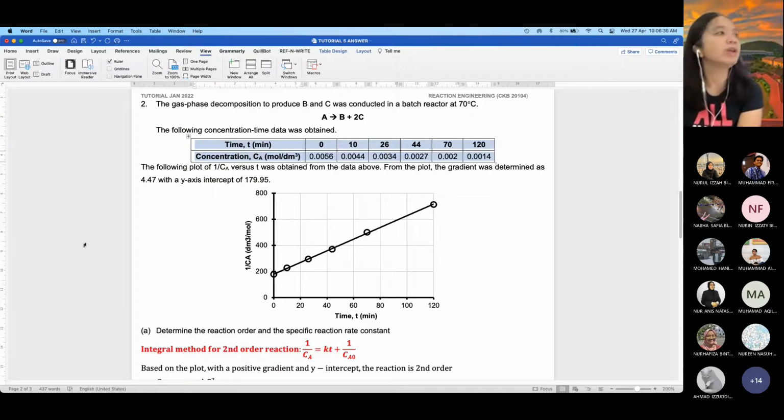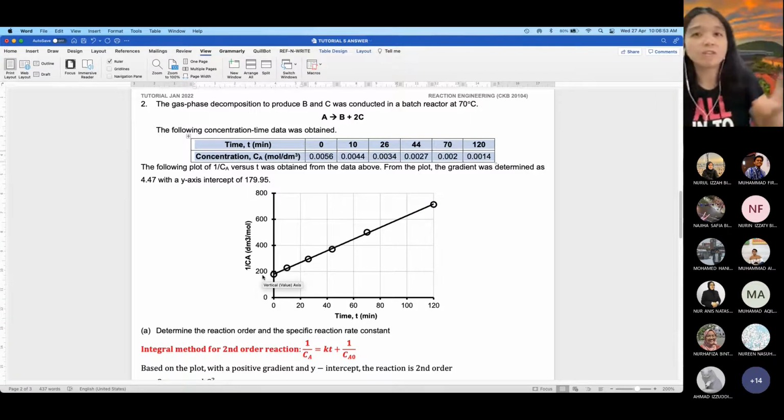From the plot, the gradient was determined as 4.47 with a y-intercept of 179.95. Okay, so from these two lines, there are two pieces of information. First, it tells us the plot. Okay, so the plot is 1 per CA versus time.